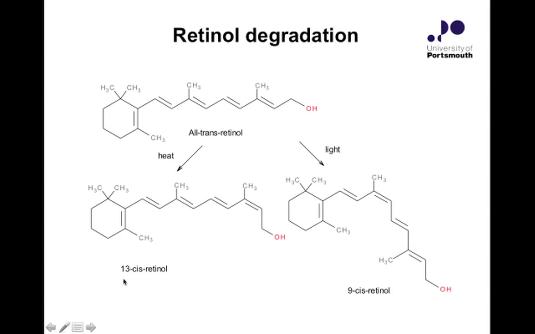Now that can happen around the 13 position double bond or around the 9 position double bond by either light or heat, which suggests that this one is more facile than this one. If this one requires light, it's a higher energy process. If this one requires only heat, it's a fairly low energy thing for that conversion to occur.